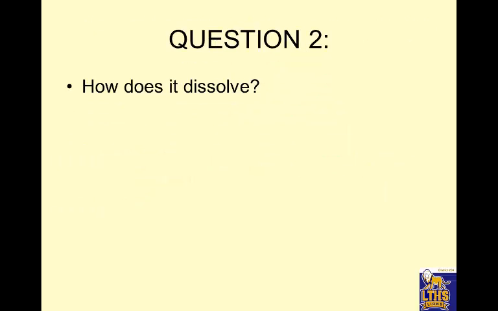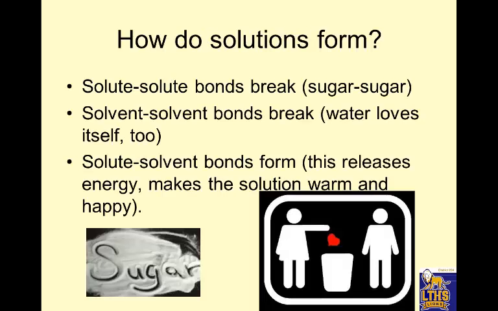So question 1 was, will it dissolve? Question 2 is, how does it dissolve? How do solutions form? When you start, you have solute and you have solvent. In order to get this to dissolve, first of all, the bonds between the particles holding the solute together have to be overcome. The attractions between one sugar molecule and another sugar molecule have to break in order for it to mix with the solvent.